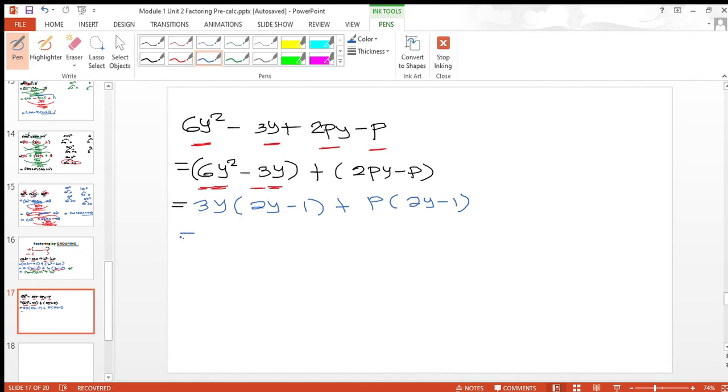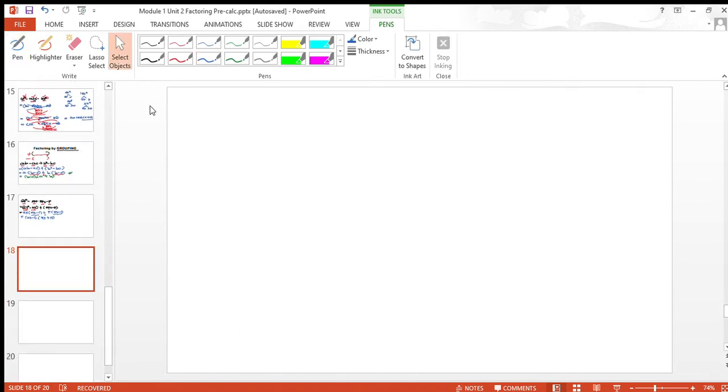Then after doing that, notice 2y minus 1 is a common factor. So factoring out 2y minus 1, that will now give us: if you divide the first term by 2y minus 1, that leaves us 3y plus, we divide this by 2y minus 1, that should leave us p. So that will now be the final answer. Again, notice our final answer must be a product because we are instructed to factor our polynomial. That's the second example. Let's proceed. Another example.